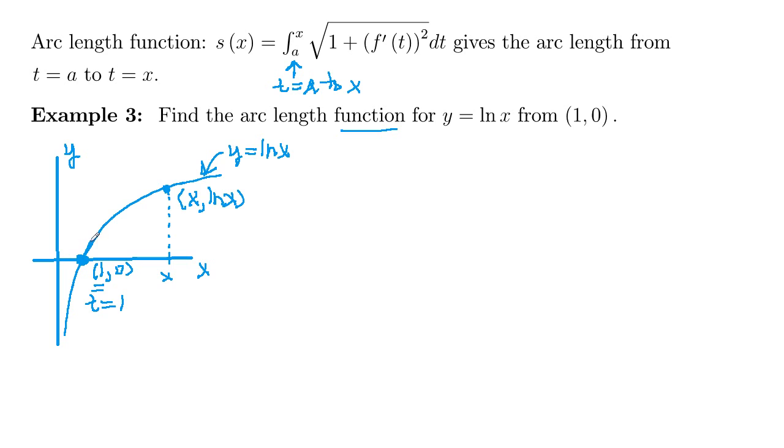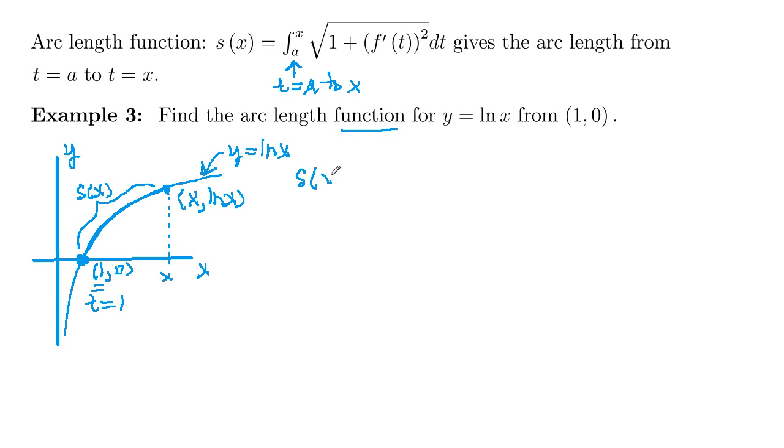And then this piece of arc length here, that is s of x. So if x equals 2, it's going to be the arc length from t equals 1 to t equals 2. If x equals 3, it'll be the arc length from 1 to 3, etc. So what we're doing is finding a formula in terms of x, the ending point, to give that arc length. Let's go ahead and write this out.